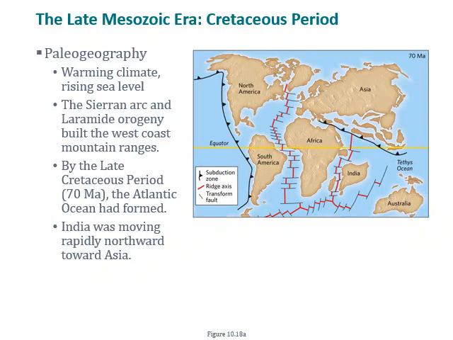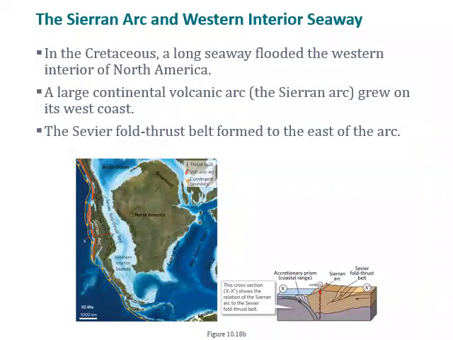In the Cretaceous, a long seaway flooded the western interior of North America, and a large continental volcanic arc, known as the Sierran Arc, grew on its west coast. The Sevier fold and thrust belt formed to the east of the arc. If you're curious about some of these terms, you can review the mountain building chapter in the textbook. This seaway is an example of why there are so many dinosaur fossils in the western United States. There was water and swampy areas on the edges of the seaway where you get lots of life and preservation of hard-bodied fossils.